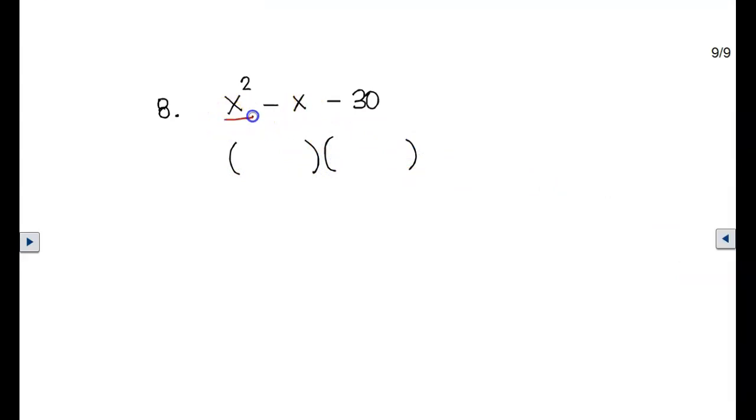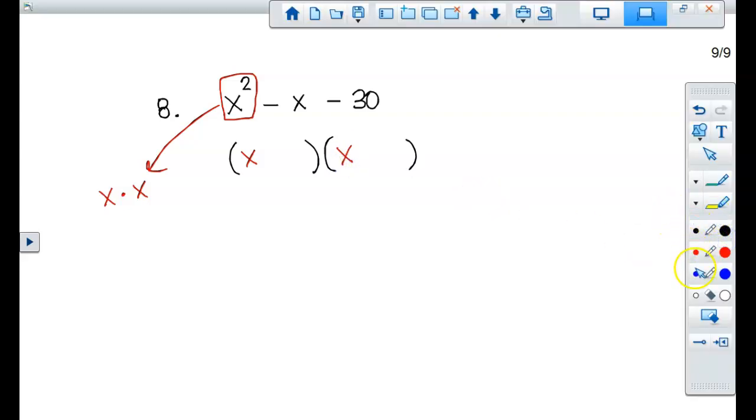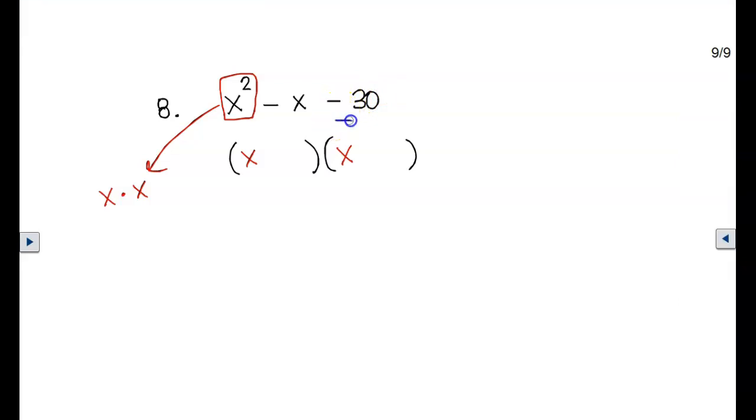We start out at the beginning with x squared. We know there's one way to make that happen, x times x. So there's the beginning of my multiplication problem. Put one x in each set of parentheses. Now I'm down here at the end, and my number at the end is a negative 30.